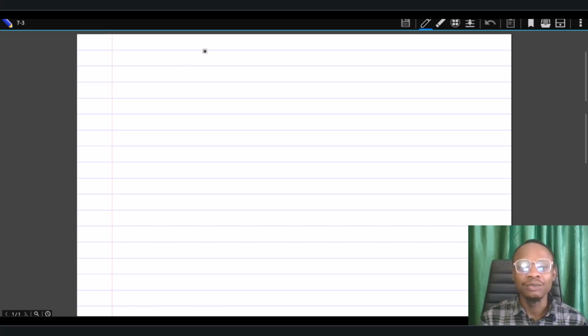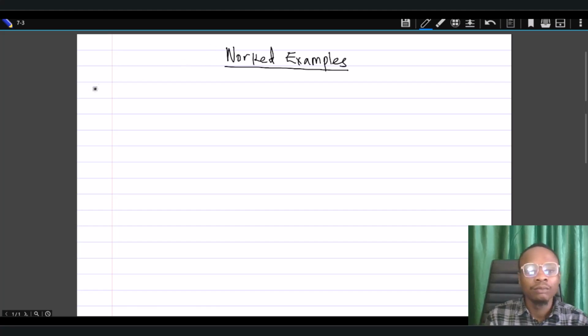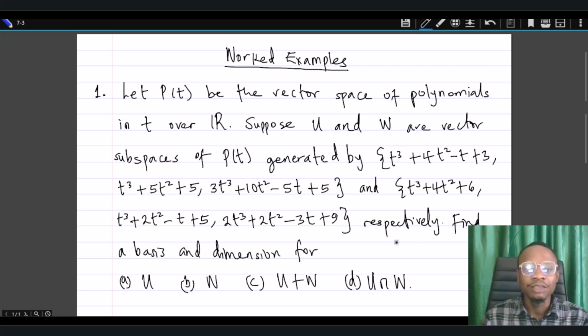Okay, so worked examples. The first problem says let P of t be the vector space of polynomials in t over R. So this is the vector space of polynomials with real coefficients. Suppose U and W are vector subspaces of P of t. So this is the vector space and these are vector subspaces. And these vector subspaces are generated by this set.